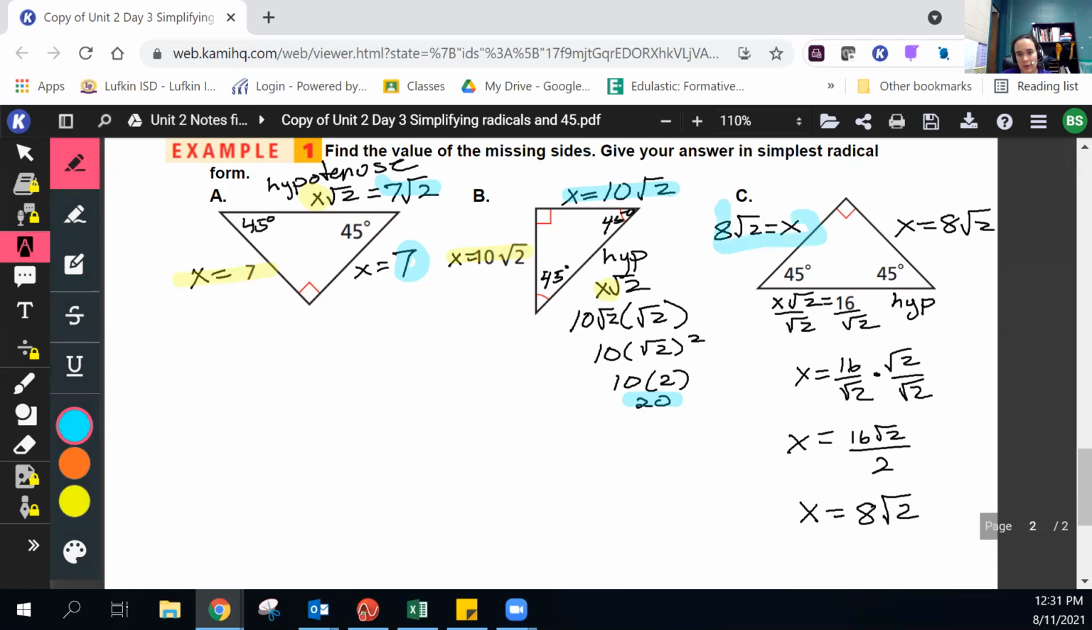So again, please make sure you label your triangle. Start with your hypotenuse. It's x times the square root of 2. Your two other sides are both x.